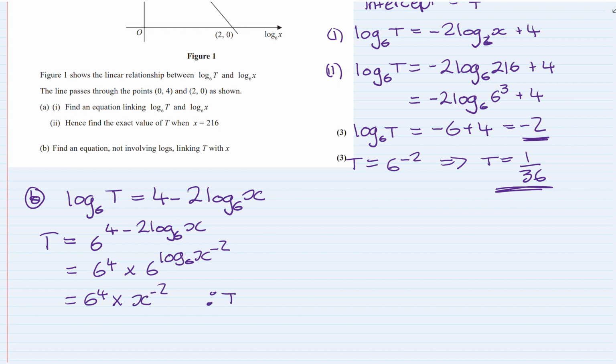So therefore we've got t equal to 6 to the power 4 over x squared, which means that t equals 1296 over x squared. So we've now got an equation that doesn't involve logs that links t with x squared.